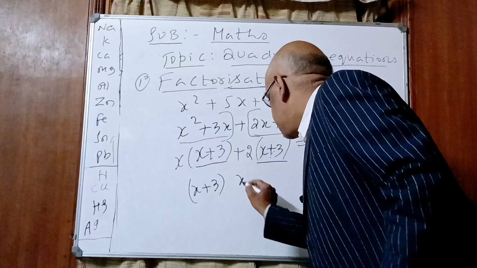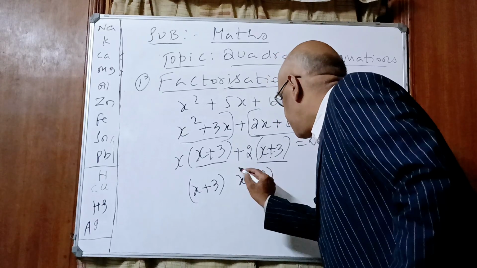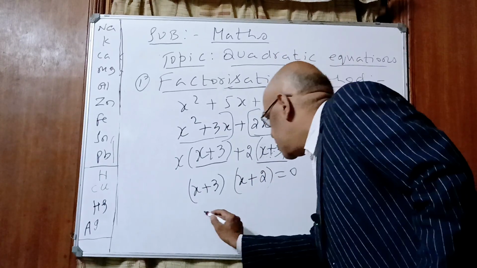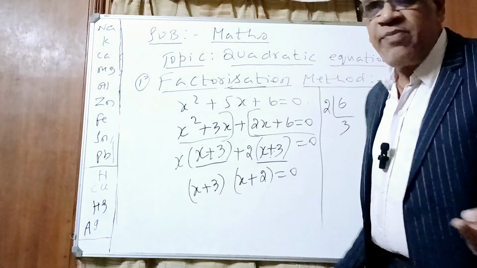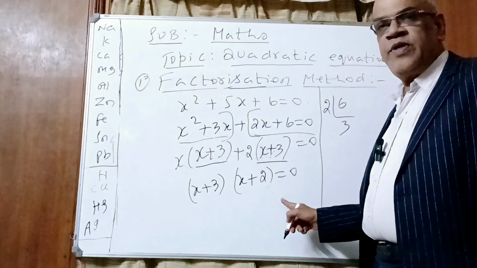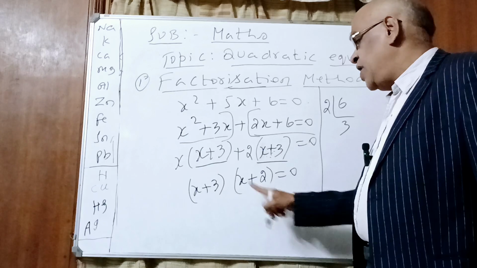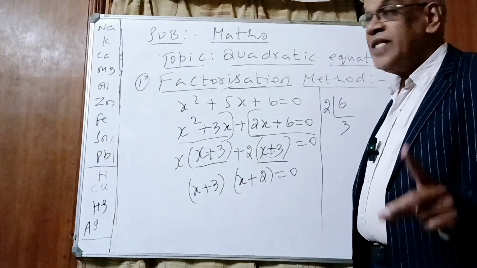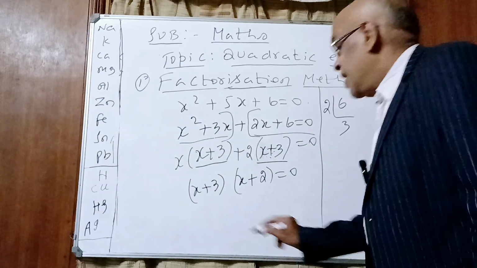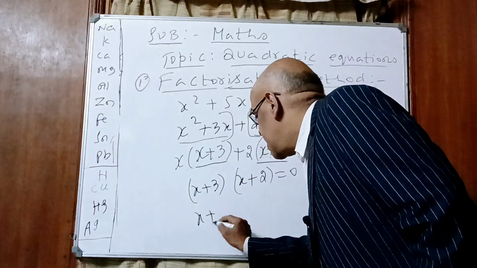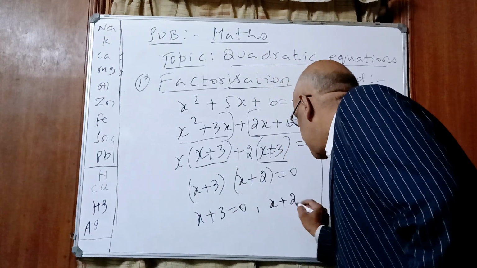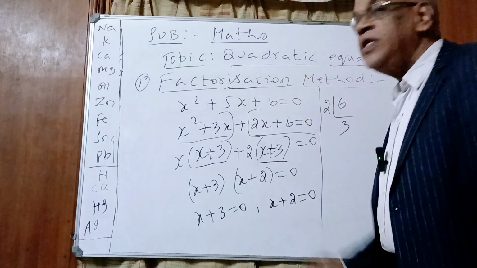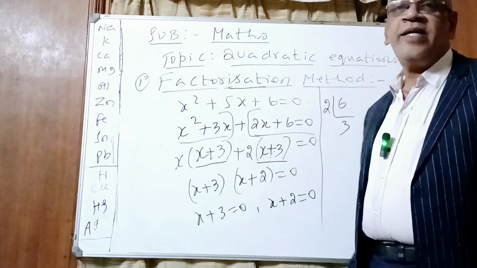Then x plus 2 is equal to 0. So the product of two numbers is 0. Then anyone can be 0, children. x plus 3 will be 0 or x plus 2 will be 0. Any one of them should be 0. See, I said that's why mathematics is full of conditions. x plus 3 can be 0 or x plus 2 can be 0. If both are 0, obviously the answer is 0.